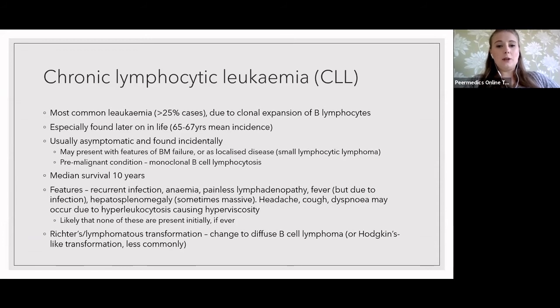CLL is your most common leukemia, caused by clonal expansion of B lymphocytes, not generally T lymphocytes, and you especially find it later on in life. So as I said with CML, that can be one of the distinguishing factors. It could literally just be an age thing, and it's usually found incidentally.